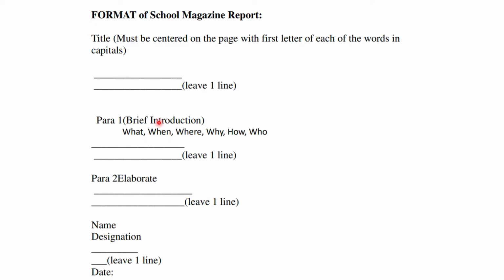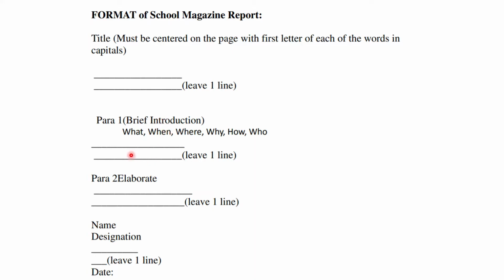Your para 1 is your brief introduction as to the important details of that particular event. What was the event? Why was it being held? What was the occasion? When? Okay, the date, the place, the hall, the grounds. Okay, who was invited? Who was the chief guest? The dignitaries. All that comes in the first paragraph.